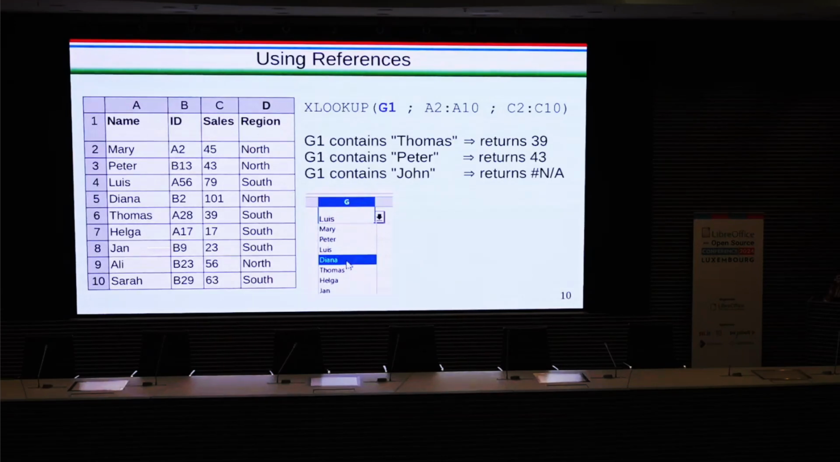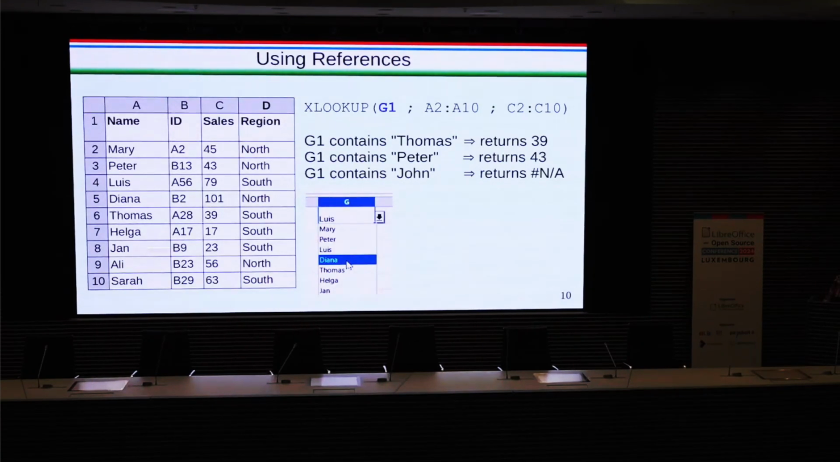Using a reference is of course more flexible than using a constant value. The search criterion could, for example, be determined by a drop-down list. Such a list can be provided by a validity check, as in the screenshot, or by a form control, for example.